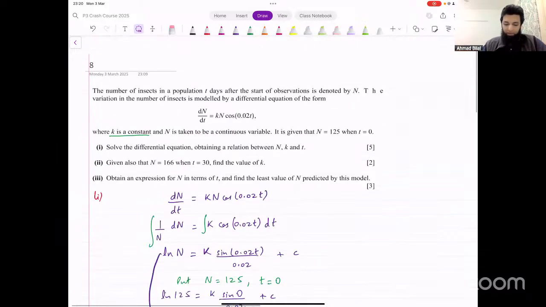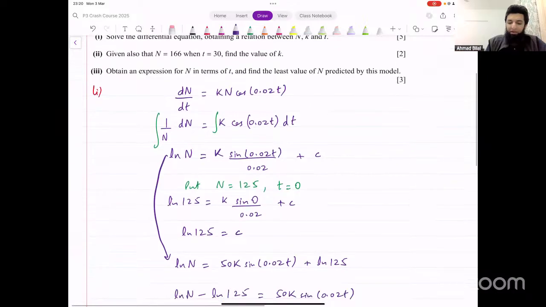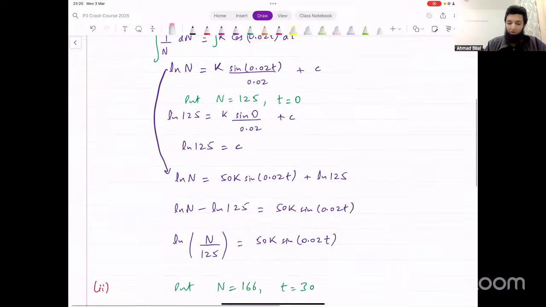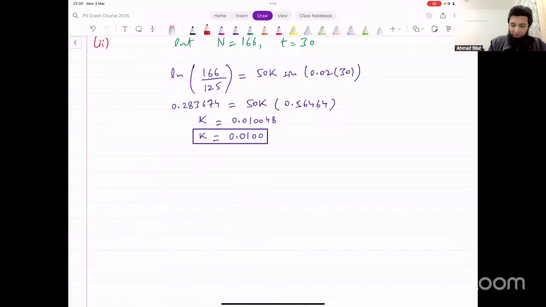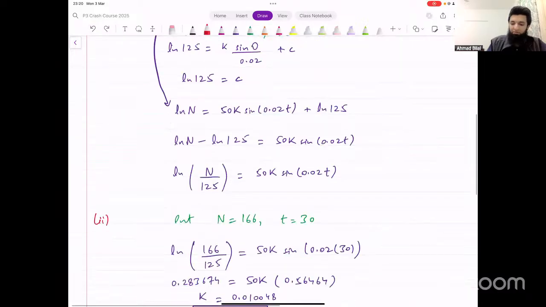All right, now let's look at the last part. Now in the last part, they're actually asking us now to obtain an expression for n in terms of t, and then find the least value of n predicted by this model. Okay, now how do we think about this? First of all, they want us to write n in terms of t. Okay, let's do that.